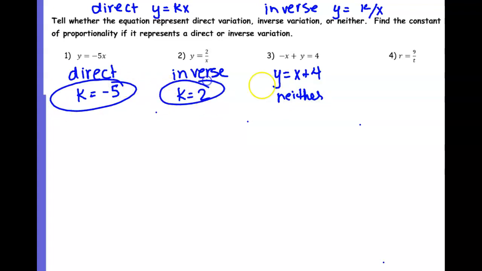Okay. Number 4, r is equal to 9 divided by t. You don't have to have your inputs and output variables, but, okay, assuming that r is your output and t is your input, then this would be an inverse variation, and your k would be equal to 9.